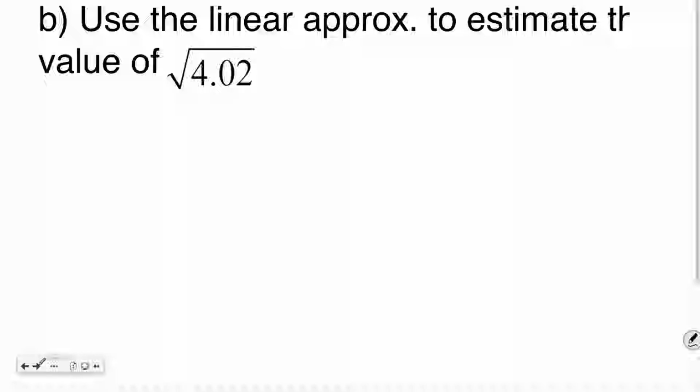The square root of 4.02, that's not something we just know off the top of our heads. We know that the square root of 4 is 2, but the square root of 4.02, we don't know how to do that without a calculator. But we have the linear approximation of the square root of x at x equals 4. Would you agree that 4.02 is fairly close to 4? Okay, so we are basically going to approximate f of 4.02, since 4.02 is under the square root and our function is square root of x. Do you see that relationship?